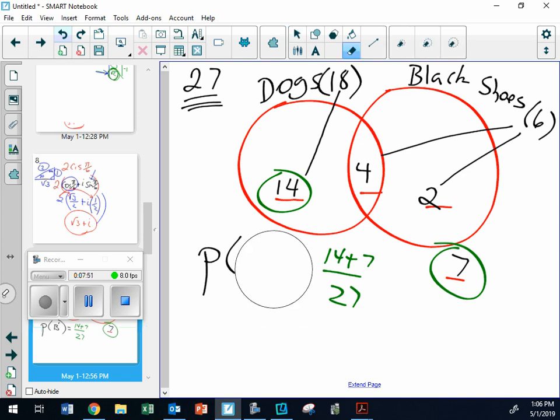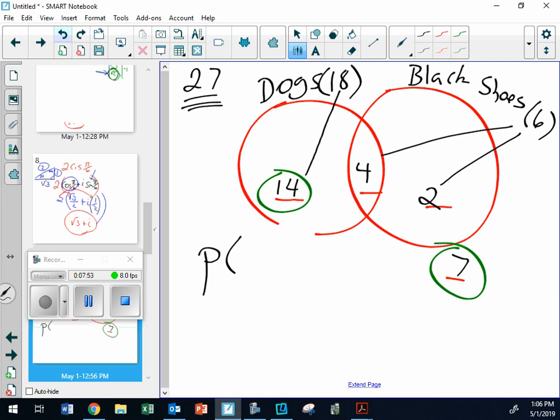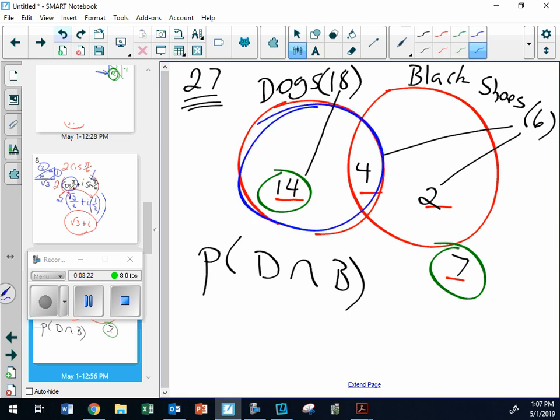Okay, now we got to understand those union and intersection symbols. And this is where, well, first it won't be too bad, but then it'll get a little hairy. Dog intersect black shoes. Find the probability that I pick a random person, and they have dog intersect black shoes, whatever that means. Hopefully you know what intersect means. I always think of intersection like a street intersection. Helps me to think of what it means. Here's dogs. Here's black shoes. And another way to think of it is this. I kind of like this way.